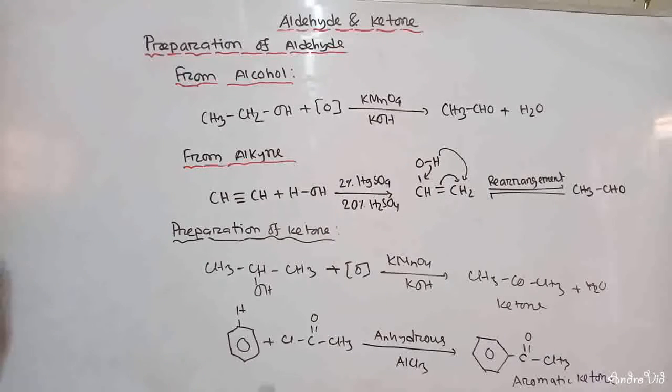Now the preparation of ketone. You know very well, from 2 degree alcohol, it is very easy to produce ketone. This is a very common process. Here you have to oxidize this 2 degree alcohol to convert it to ketone. By this way you can also produce aromatic ketone. This is basically an acylation reaction, right? Electrophilic substitution reaction I have already discussed in one of my lectures. So by this electrophilic substitution reaction you can produce aromatic ketone. At the same time, by the oxidation of 2 degree alcohol you can produce ketone.